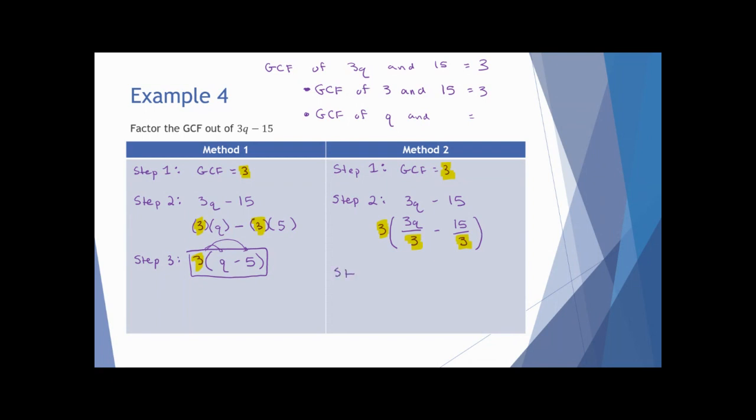Step 3 is to actually simplify that. So I have a 3 in front, and then I need to divide. So I have 3q over 3. The 3's cancel out because 3 divided by 3 is 1. So those cancel, and I'm left with just a q. And then I have my minus sign, and then I do 15 over 3, which is the same as 15 divided by 3. So 15 divided by 3 is 5. So then I have that 5 there. And so I get the same answer. We're just writing it differently than in method 1.